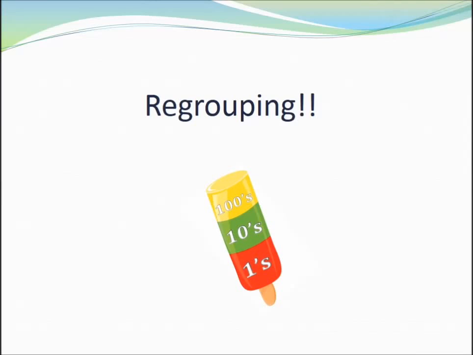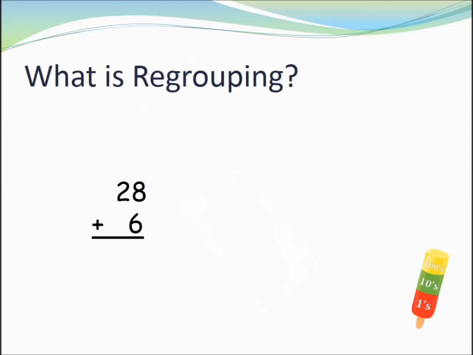Welcome to our next section, which looks at regrouping. In this traditional addition example, we are adding 28 plus 6. 8 plus 6 is equal to 14. However, we don't put 14 as the answer. When we're adding the 8 plus 6 column, we would put the number 4.